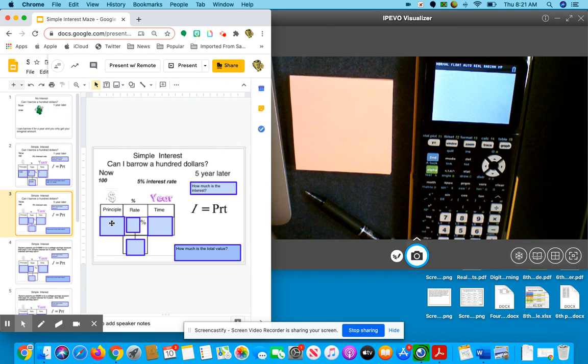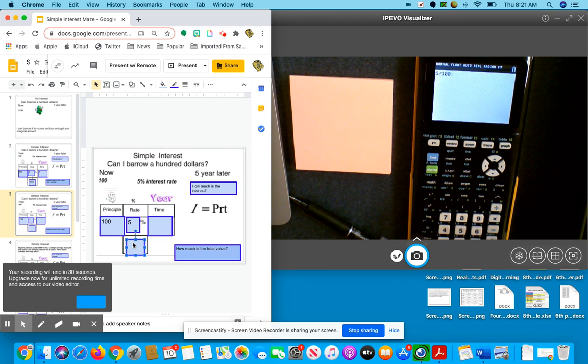This time, I want to borrow $100 again. My rate looks like it's still 5%, so we divide it by 100. 5 divided by 100, once again, gives us 0.05. And our time would be 5 years this time. So I'm going to take 100 times 0.05 times 5 years, which would give me $25. My interest here would be $25, and the total value would be $125. Okay.